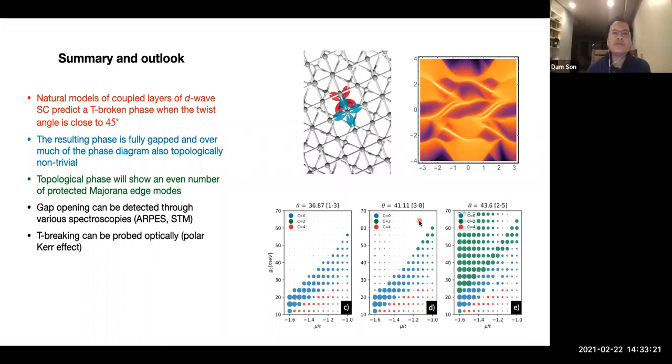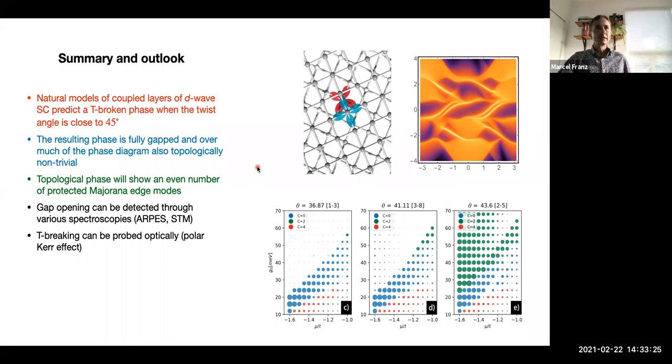What is the magnitude of the Kerr effect? So we find it, again, depending on frequency, it's on the order of milliradians. And this is huge compared to what's predicted from strontium ruthenate, where it was nanoradians, right? So we believe that it should be relatively easily measurable.